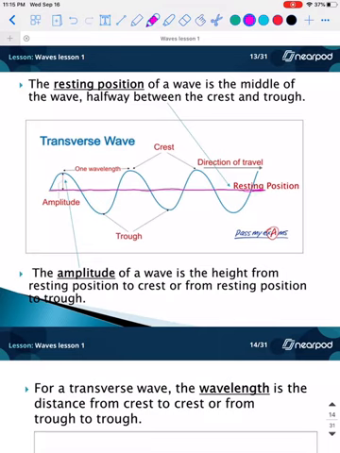Anyway. So your resting point is just the middle part of your wave that divides the crest and the trough. So it just divides the top from the bottom. And again, your amplitude is your height of the wave. So think amplitude, think height.